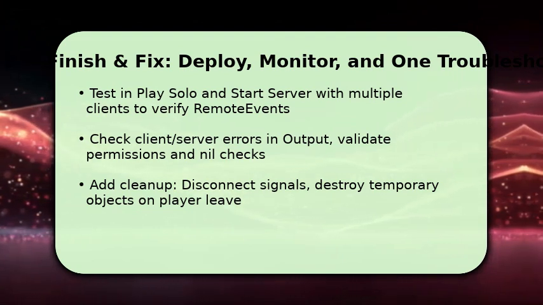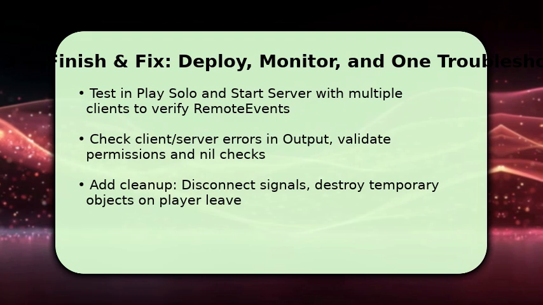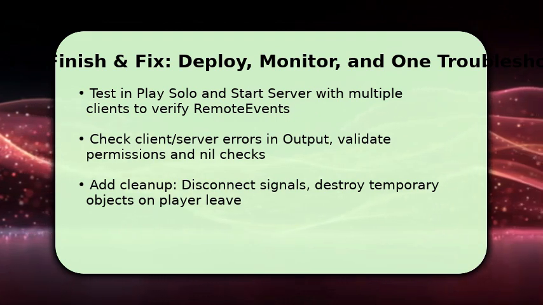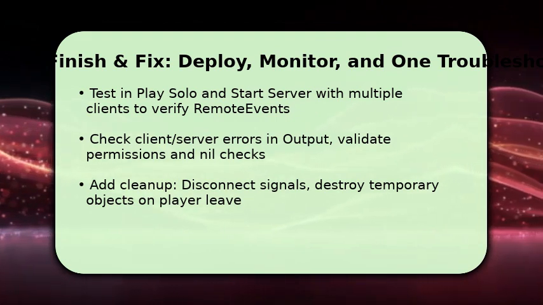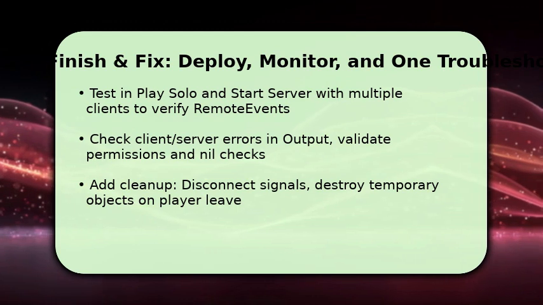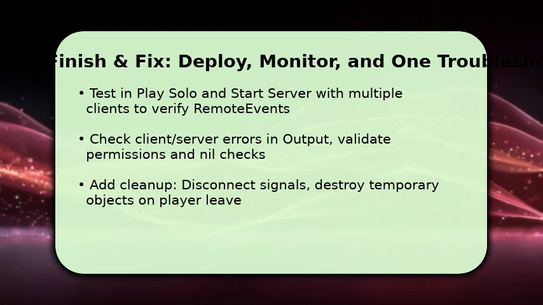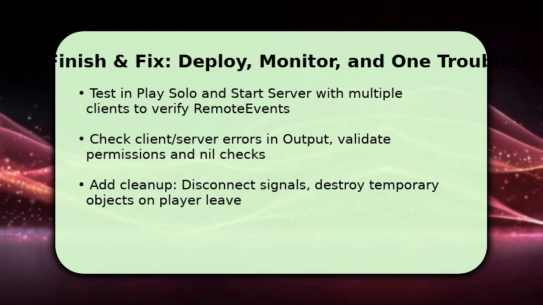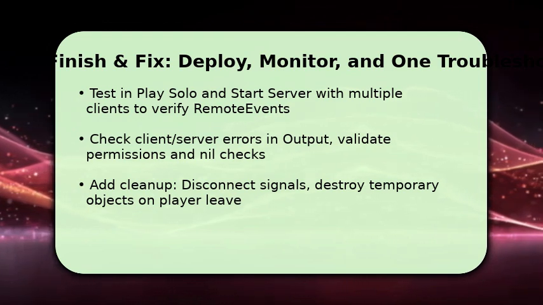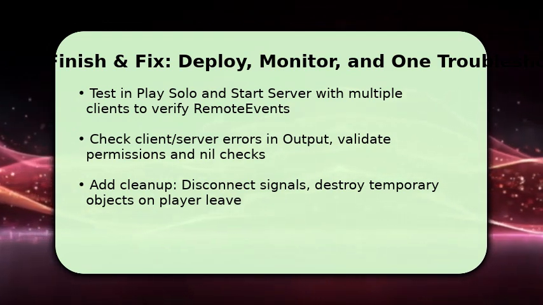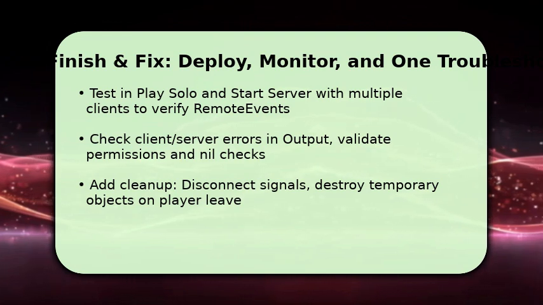Once done, verify output for nil references or permission errors and add defensive checks where needed, because runtime errors cause invisible failures. Make sure to disconnect event connections and destroy temporary objects on player leave to prevent memory leaks. Troubleshooting tip: if buttons do nothing, confirm local script placement and remote event naming.